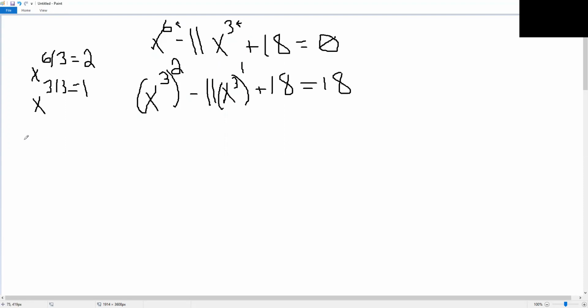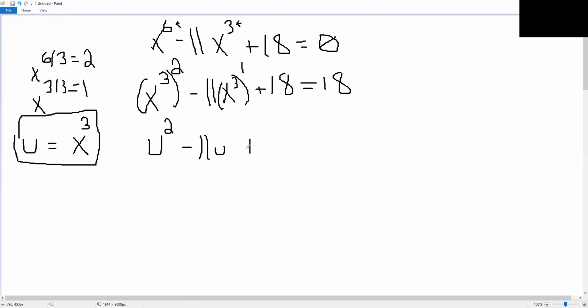So now let's let u equal x cubed. So we can rewrite this now. If we let this be true, we can rewrite this to u squared minus 11u plus 18 equals 0. Oh boy, this is supposed to be 0. Now this looks like something you can solve, right? So let's put our new solving techniques to the test. We have 18. We're going to write it down here.